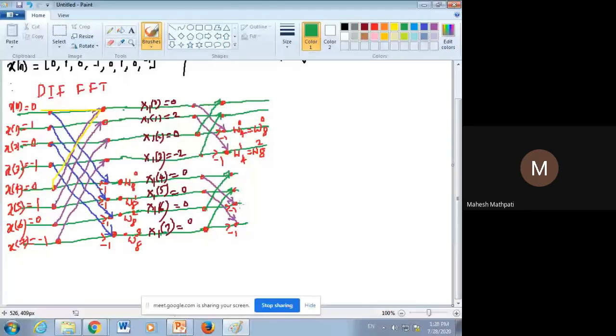Then again, so this part, here again I will write omega 4 to the power 0 will be equal to omega 8 to the power 0, and omega 4 to the power 1 will be equal to omega 8 to the power 2. Now you will do the calculation. Can you calculate the second stage answer?